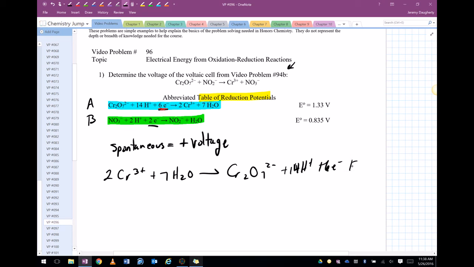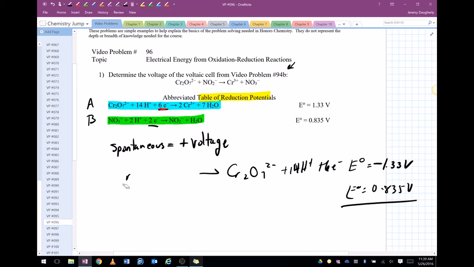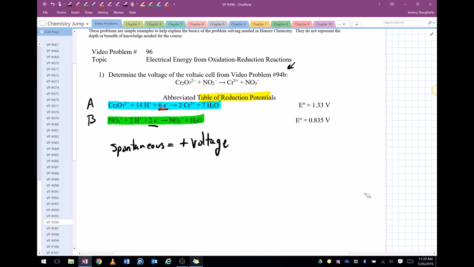That means my voltage, since I flipped the reaction, is now negative 1.33 volts. And then if I keep the other reaction at 0.835 volts, notice when I add those two up, I get a negative voltage. And you can't do that. So obviously we're not flipping reaction A. So I'm going to flip reaction B.